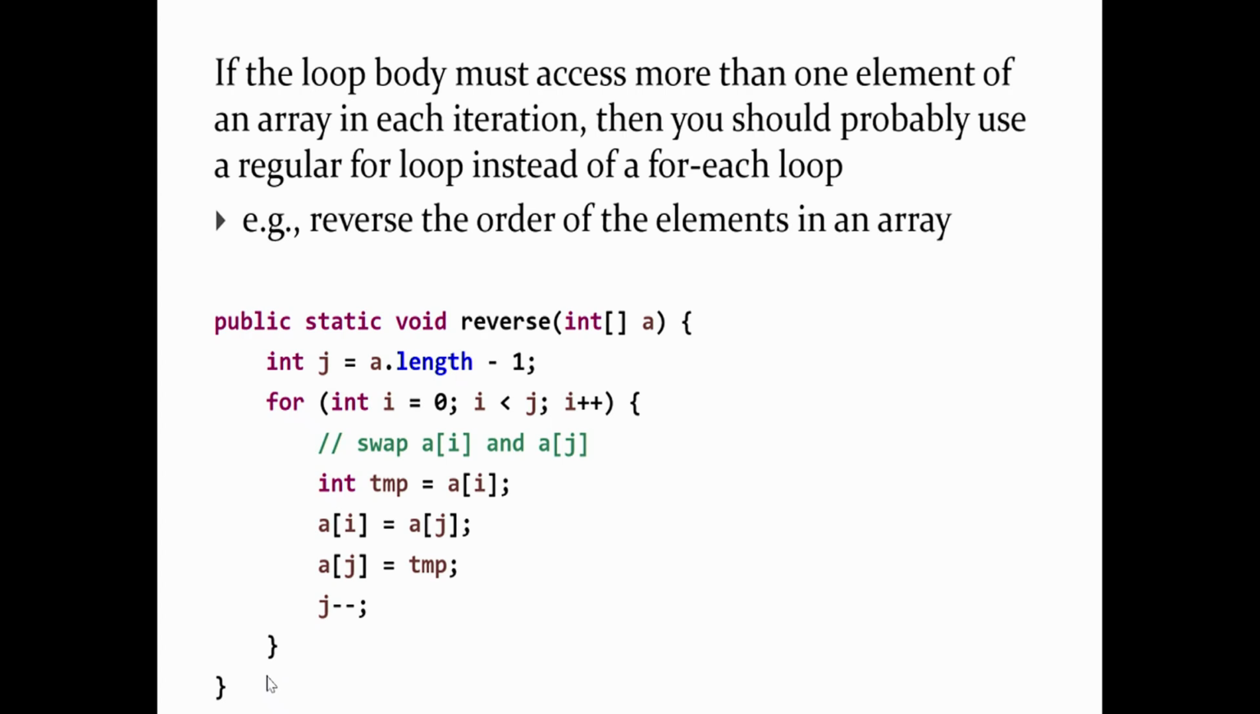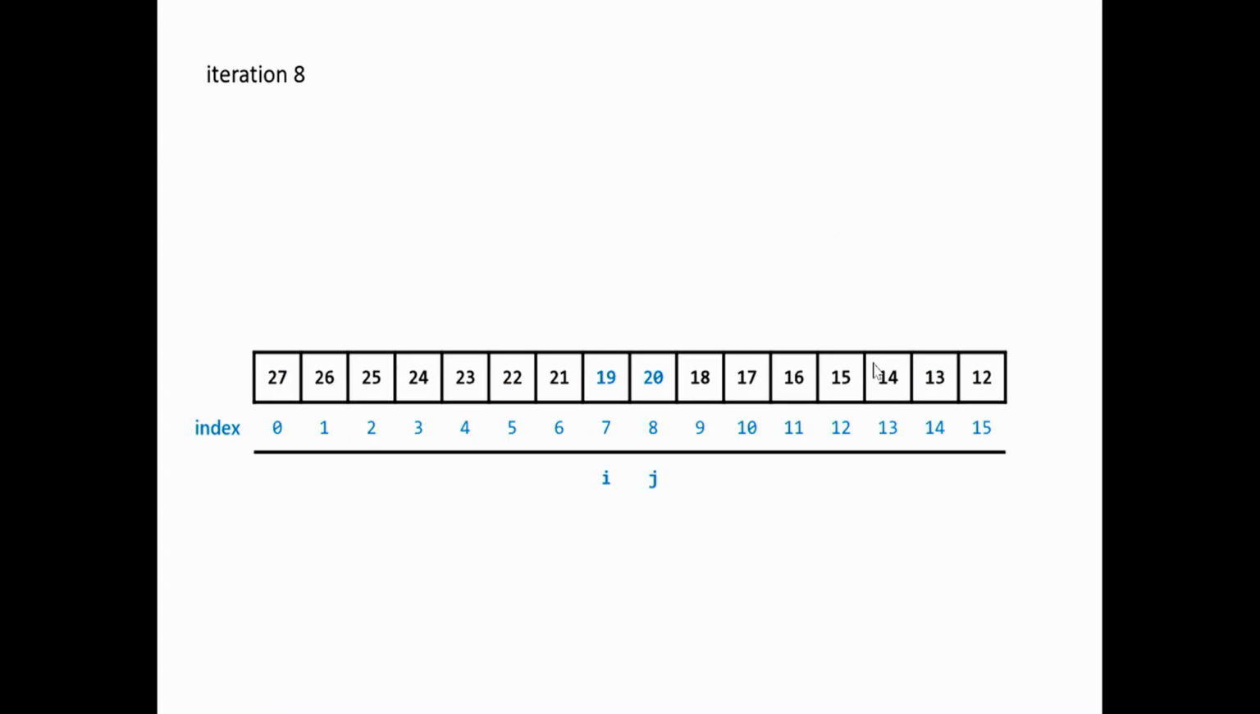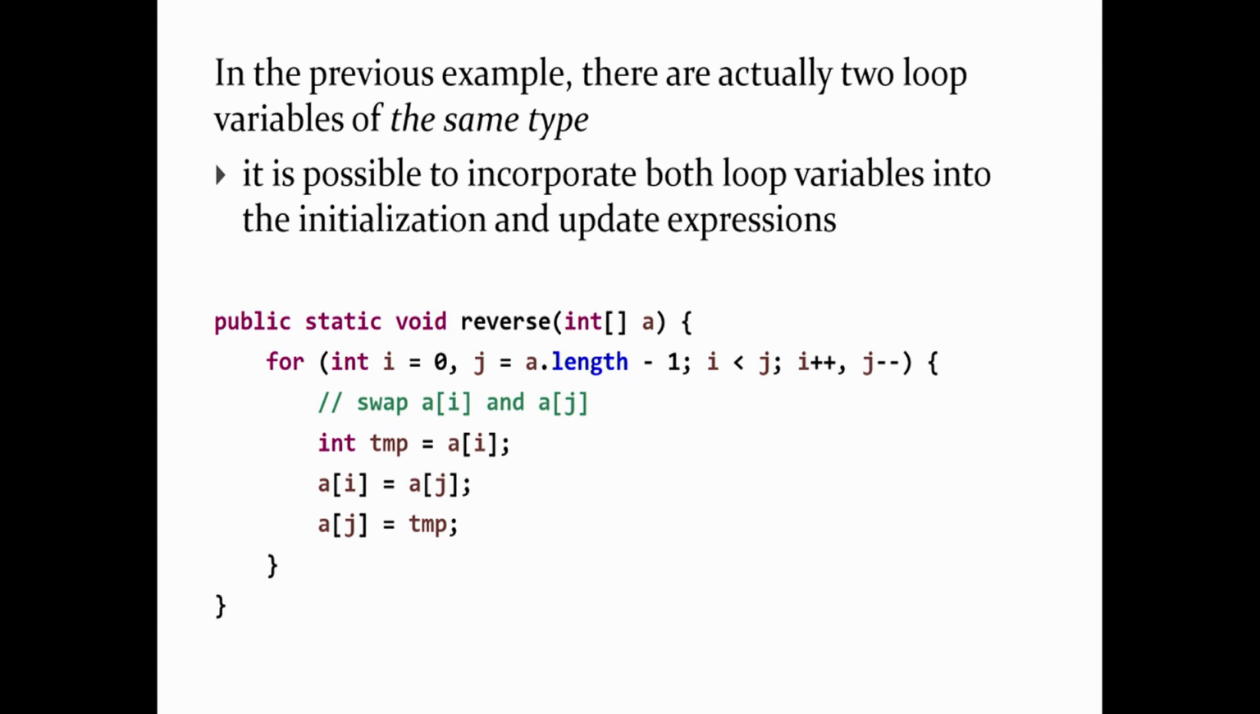When you declare two variables like that, can you make them both different types? No, that's one of the limitations. They have to both have the same type. That's one of the big limitations of this construct.